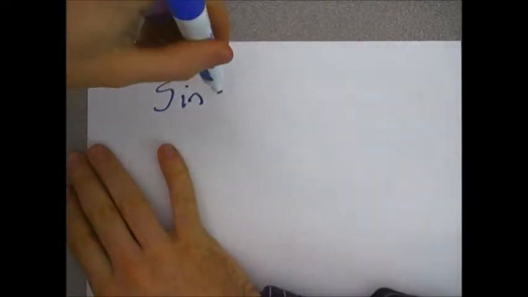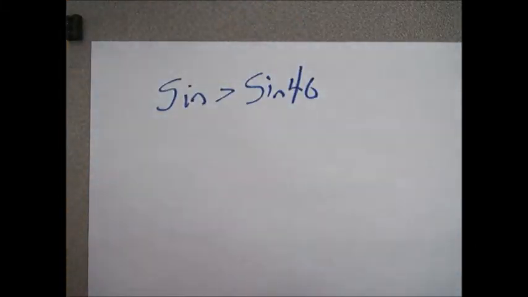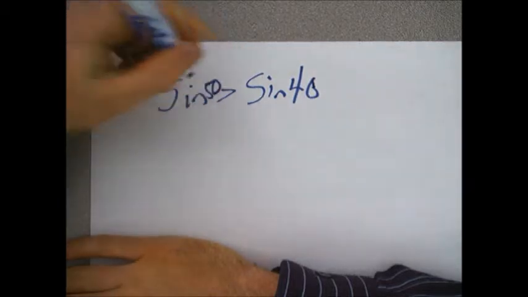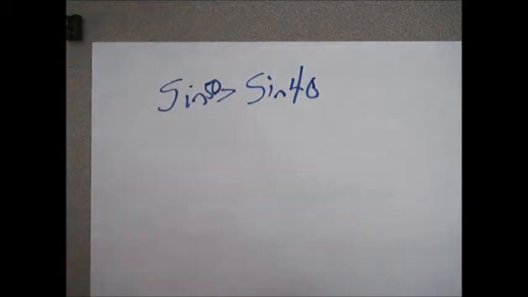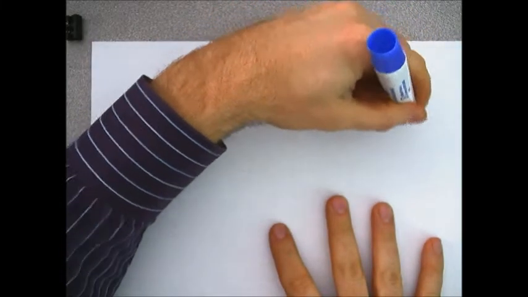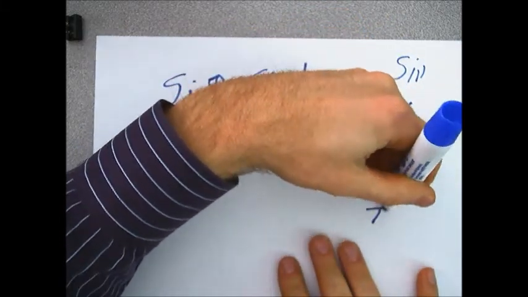All right, true or false? Sine of 50 is greater than sine of 40. Okay, sine of 50, is it greater than the sine of 40? True or false? True. Why is it true? So what do we know about angles from 0 to 90? Remember how we made our list? Sine, cosine, tangent, cosecant, secant, cotangent.